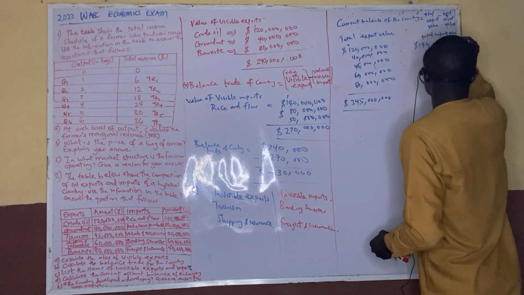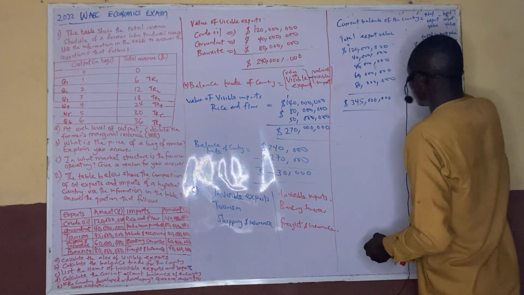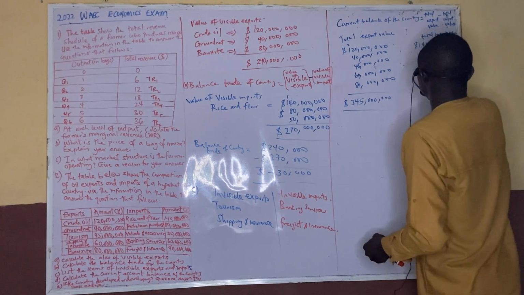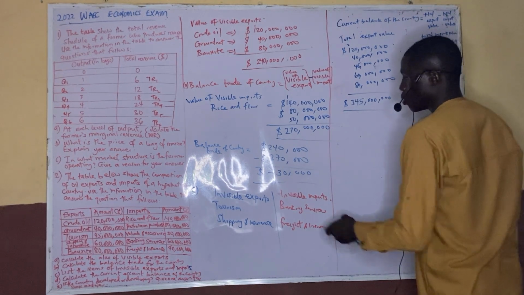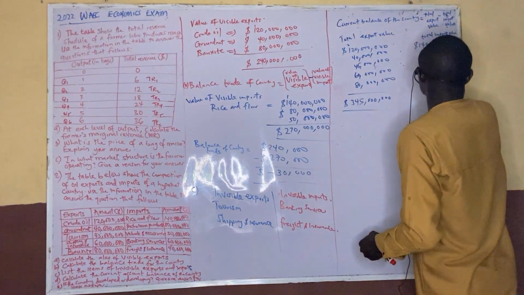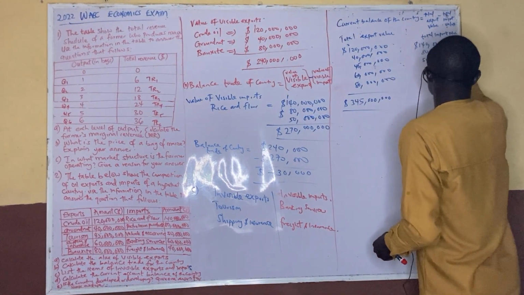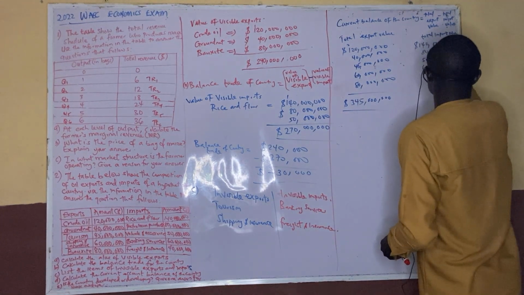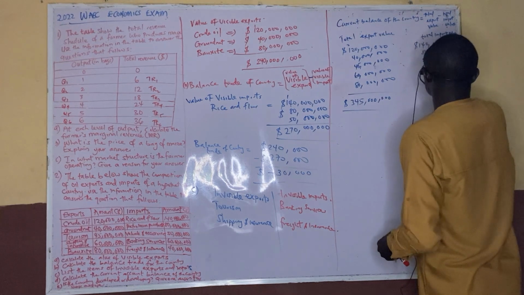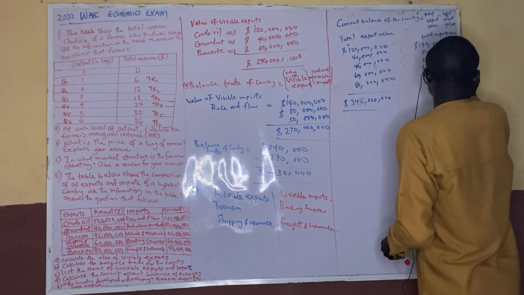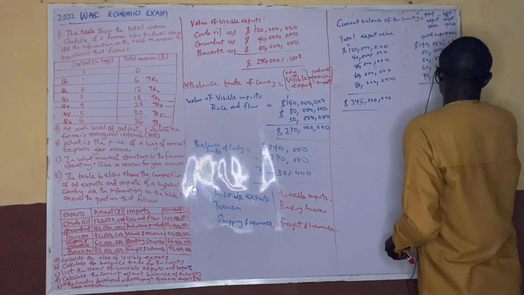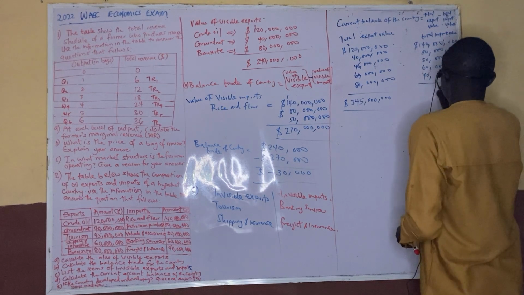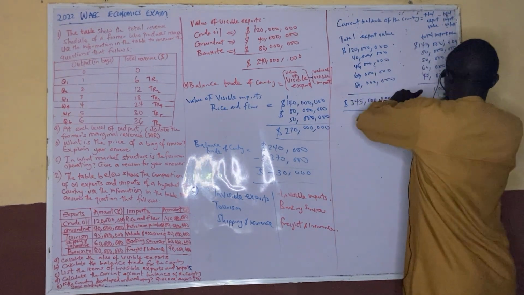440 million US dollars. We have 80 million US dollars. We have also 50 million US dollars. We have 60 million US dollars. And lastly, we have 40 million US dollars. So we have 0, 0, 0, as well.